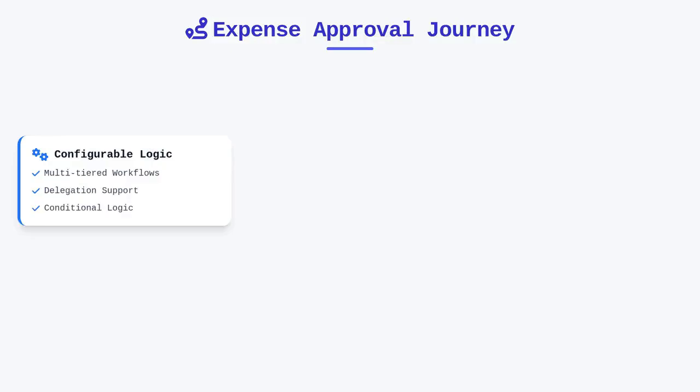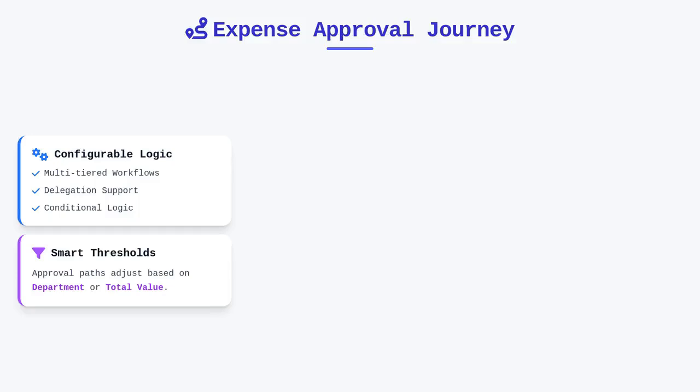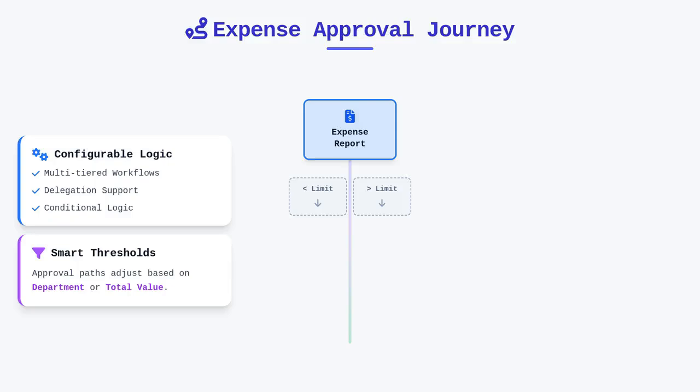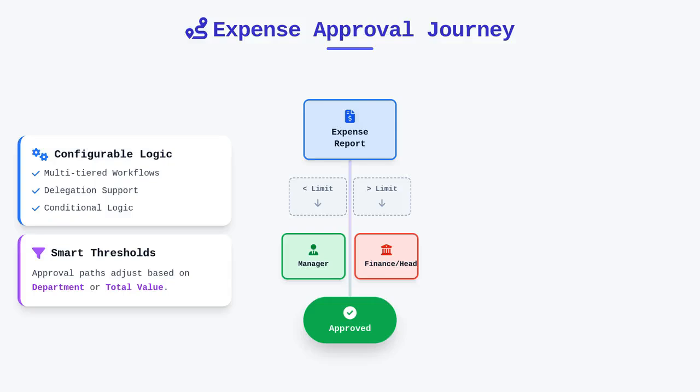The actual approval journey is managed through multi-tiered workflows that dictate how expense reports traverse the organizational hierarchy. These workflows are configurable to support delegation, conditional logic, and specific approval thresholds based on the department or the total value of the expense report. For example, a travel report under a certain amount might move directly to a manager for approval, while a higher value expense requires additional oversight from the finance department or a department head.